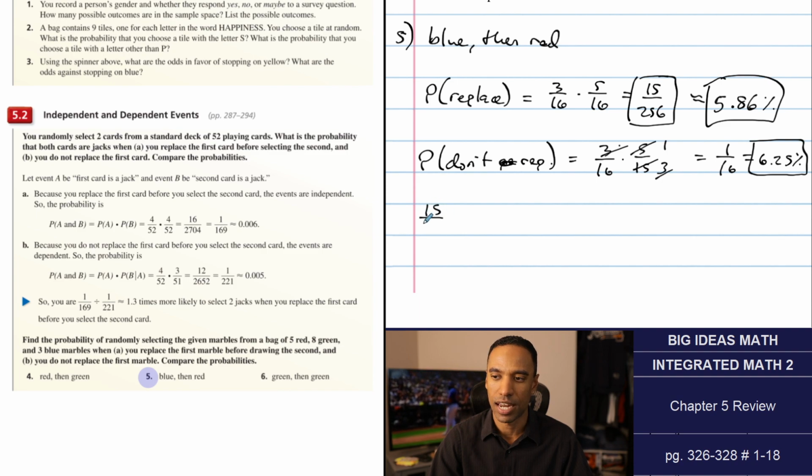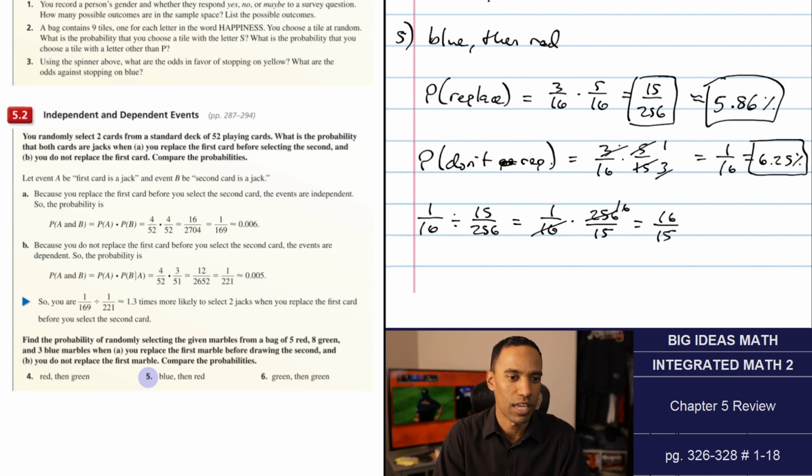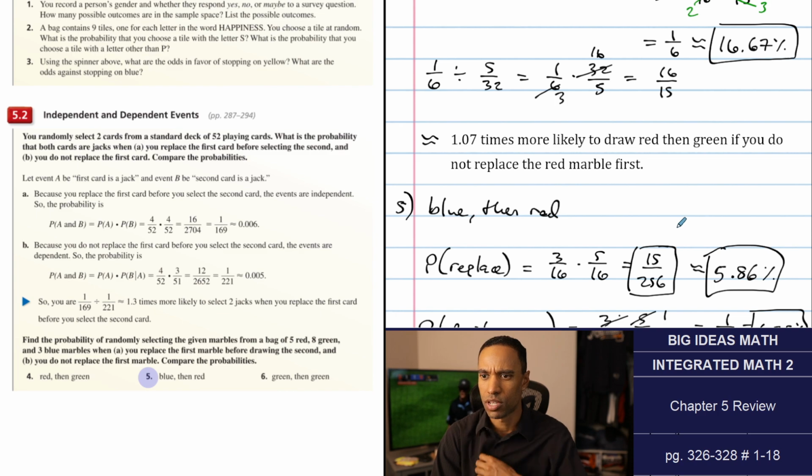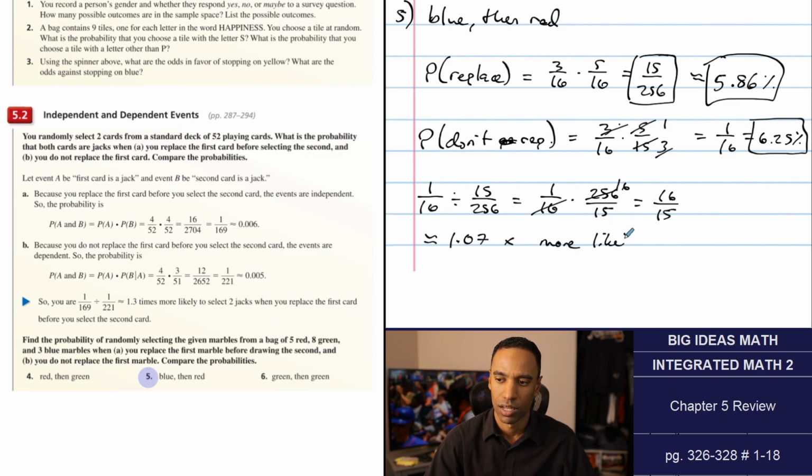So now we're going to do 15 out of 256 divided by, no, let's do it the other way. 1 out of 16 divided by 15 out of 256, which is 1 out of 16 times 256 over 15. And that's 16 over 15. So 16 over 15 is 1.06 repeating. Wait, did we already see that number? That was this other number before, right? 16 over 15. 1.07 times more likely if not replace.